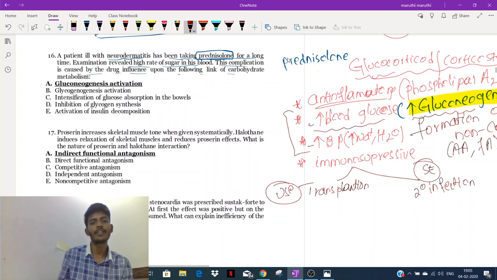Now, if the patient was taking prednisolone, that will lead to gluconeogenesis activation.